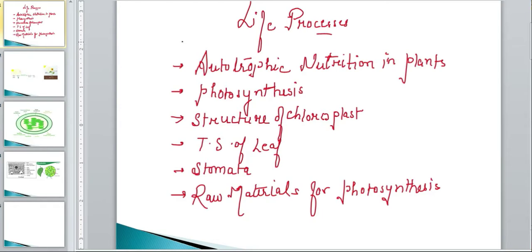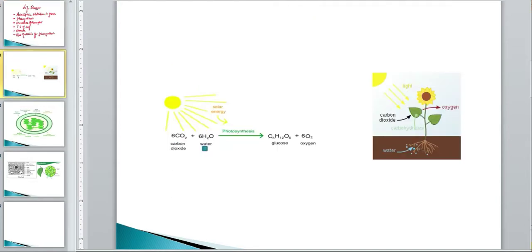We will start with the autotrophic mode of nutrition. We know that autotrophs are the organisms who are able to make their own food, and they are the organisms who are self-nourishing. So, green plants are considered as the autotrophs, the self-nourishing organisms, and it is because of the pigment that is called chlorophyll. They are able to make their own food.